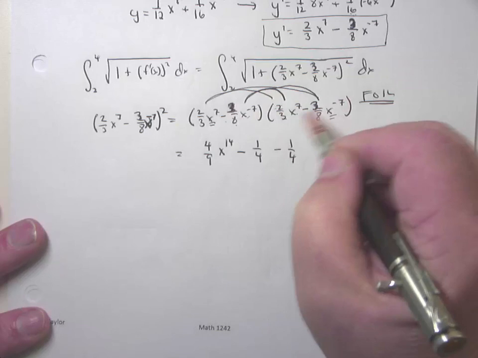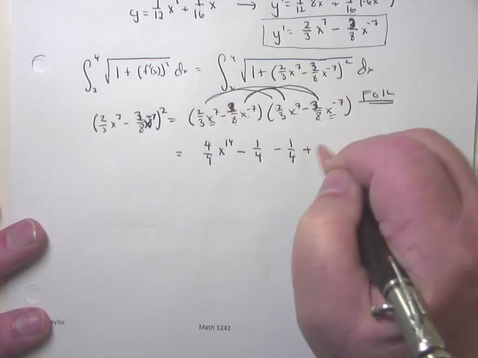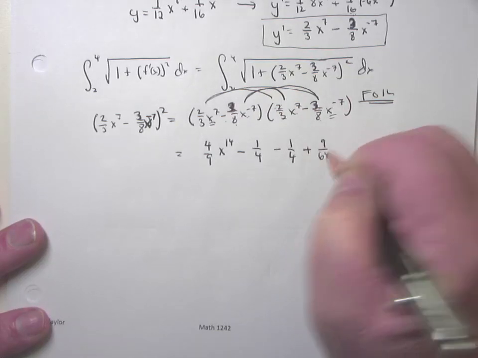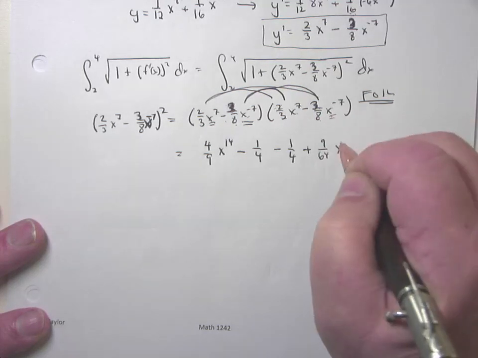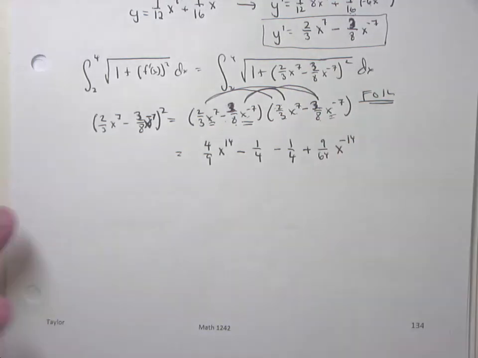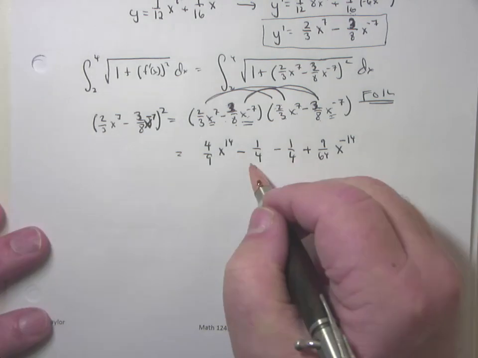Negative 3/8 times a negative 3/8 is going to be a positive 9/64. But what's x to the negative 7 times x to the negative 7 would be x to the negative 14, because when you multiply, you add exponents. I fold this thing out. But what happened to that middle term? And there's going to be your trick right there. They end up canceling and give you a constant. And not just any constant. What does it give you?